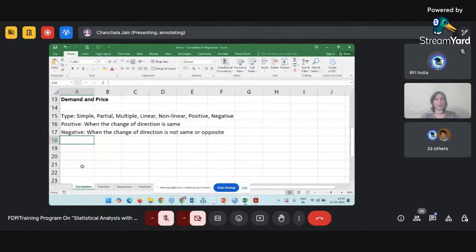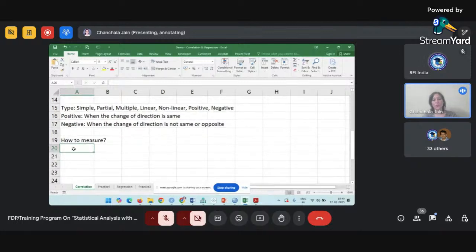Next, how to measure correlation, or how to measure relationship. There are various coefficients given when we talk about correlation. One of the important ones is Karl Pearson's coefficient of correlation. We use Karl Pearson's coefficient of correlation to measure the relationship between the two variables, and we represent this by the small r.